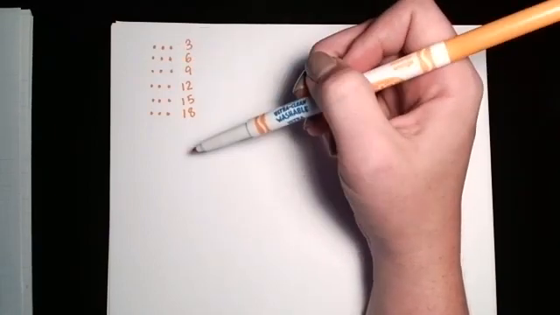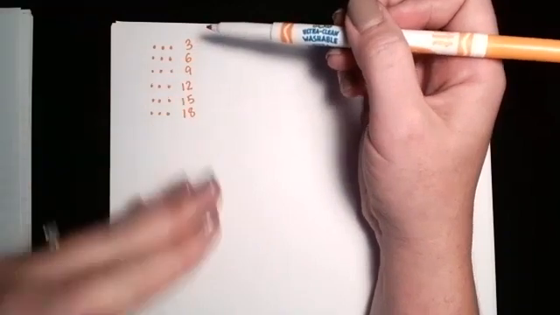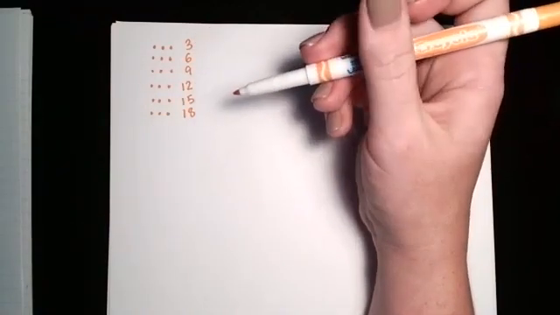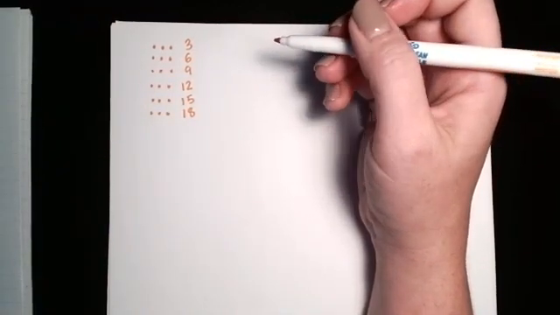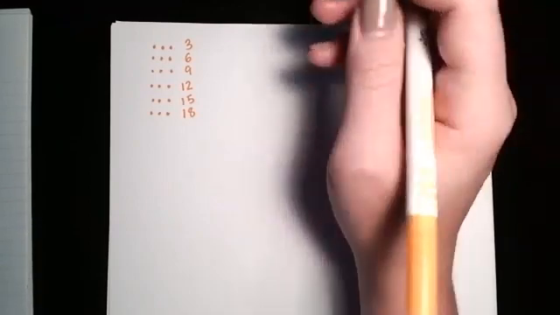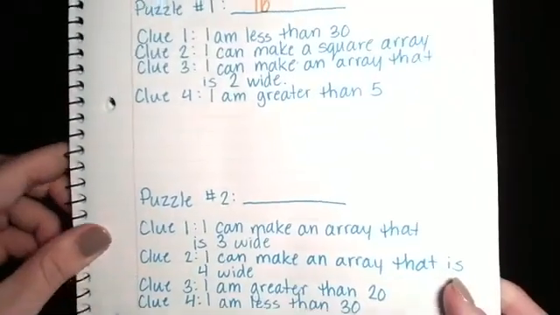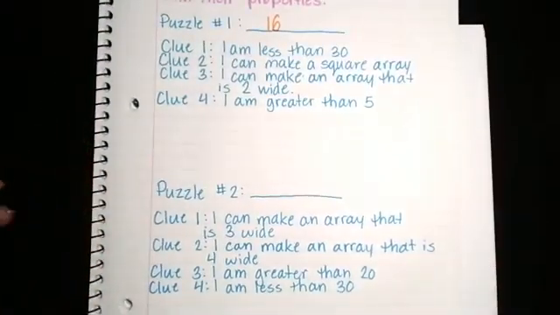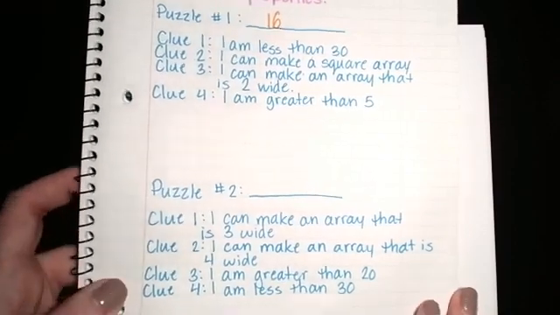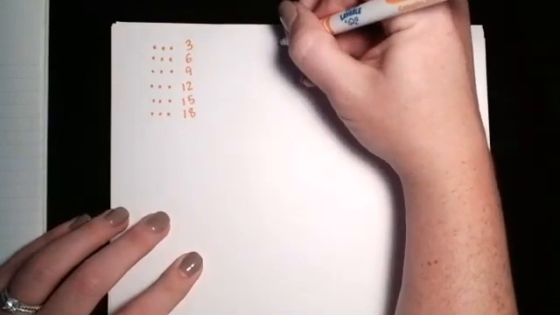Okay, so I could keep going here, but instead of just drawing endless rows of 3 wide arrays, I'm going to see what my next clue is, see if that can help me determine what I am looking for a little bit better. Clue number 2, I can make an array that is 4 wide. Okay, all right, so now I'm going to do the same thing but with 4 dots.